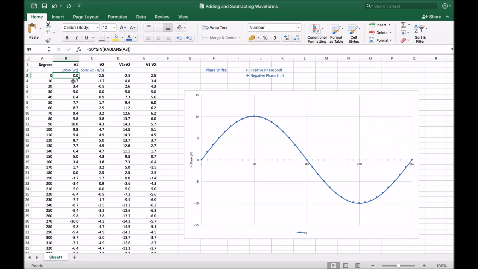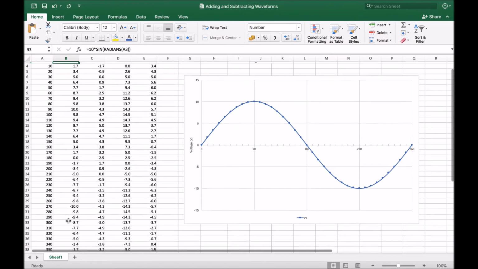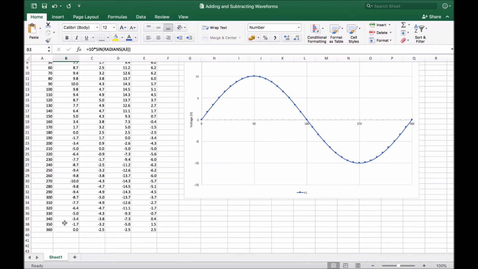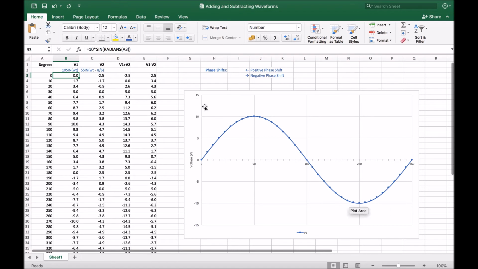My first column represents my first waveform. It's a sine wave, and you'll see these values increase from 0 to 10, back to 0 at 180 degrees, then down to minus 10, and finally back to 0 again for 360 degrees. We see that represented by our waveform in the graph to the right hand side. We've got a voltage that starts at 0, increases up to an amplitude of 10, back to 0 at 180 degrees, down to minus 10, and then back to 0 again.